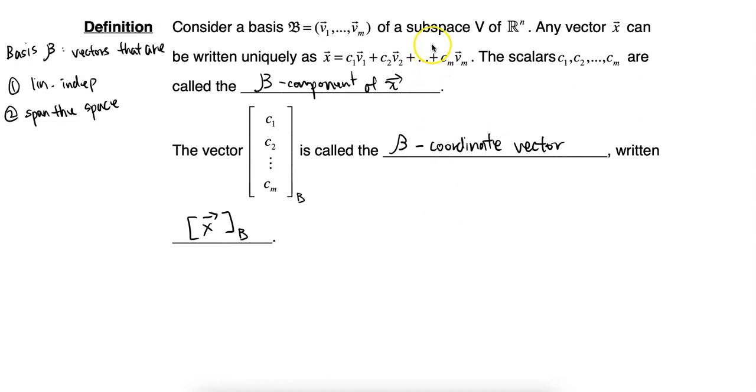So if we consider a basis v1 to vm, which is maybe not the standard basis, any vector x in the subspace can be written uniquely. So there's one way to use those vectors to express a new vector. And c1, c2, c3, up to cm are called the B components of the vector x. The vector like this is called the B-coordinate vector, and it is written like this.